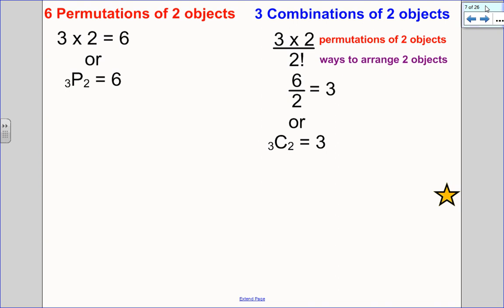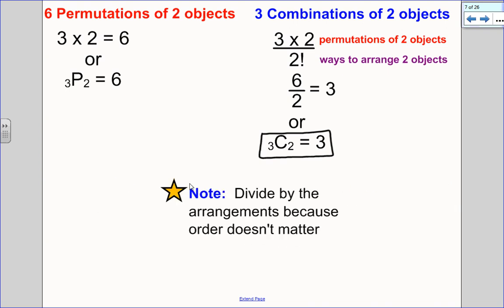Okay, so looking at this here, permutations of 2 objects taken from 3 is 3 times 2 is 6, or 3P2, but the combination is the permutations divided by the ways of arranging it. Or there is a button on your calculator, which is C for combination. We could do the combination of 3 objects taken 2 at a time.